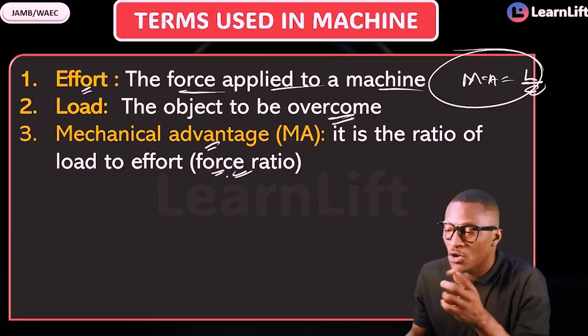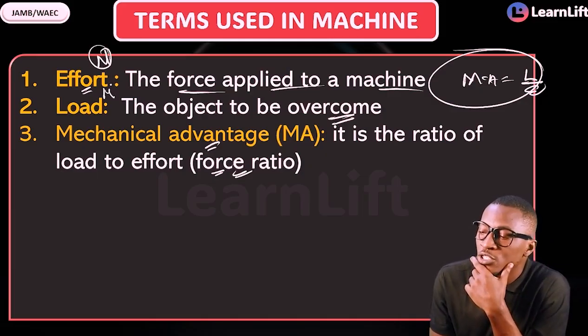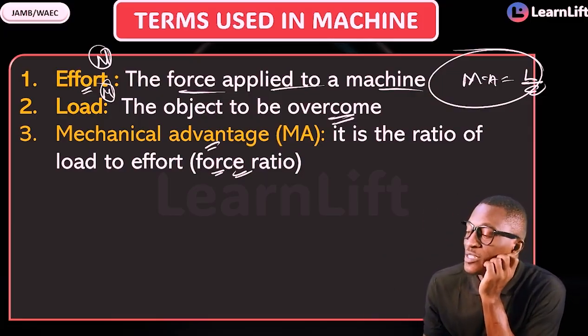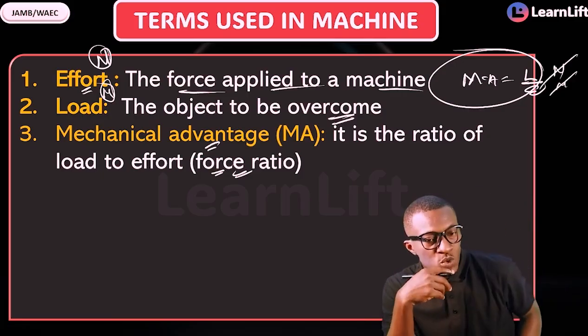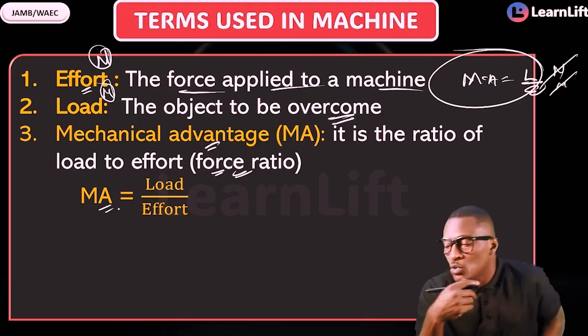They ask you why they call it force ratio. Effort is in Newton. Load is in Newton. So one thing you should know about mechanical advantage, it does not have units, because Newton cancels Newton. Do you understand that? The third thing is, look at the formula. Mechanical advantage is load over effort.